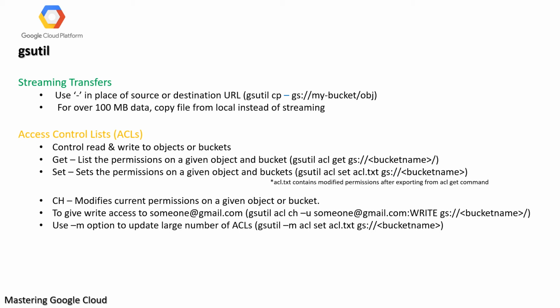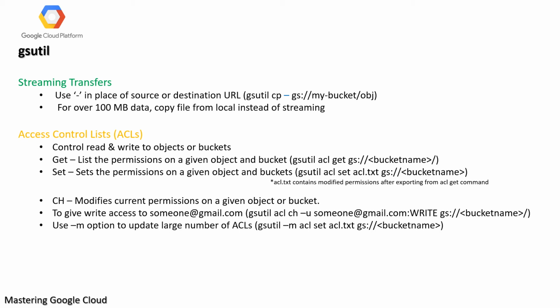It's recommended that you first get the permissions into a file, then modify that text file, and then use that text file to set the permissions on a given object or a bucket.